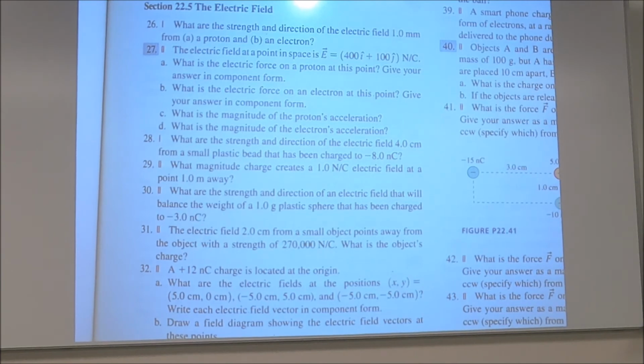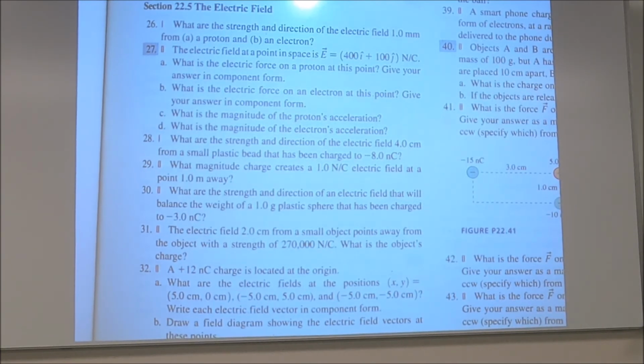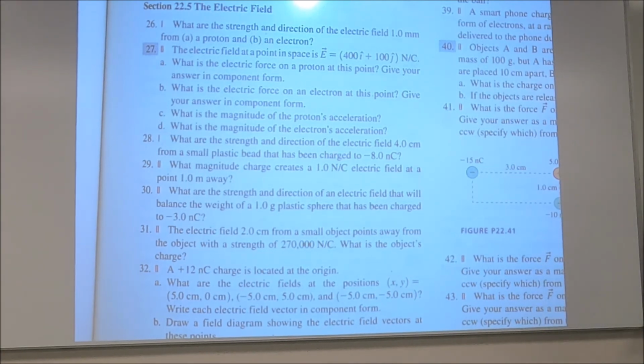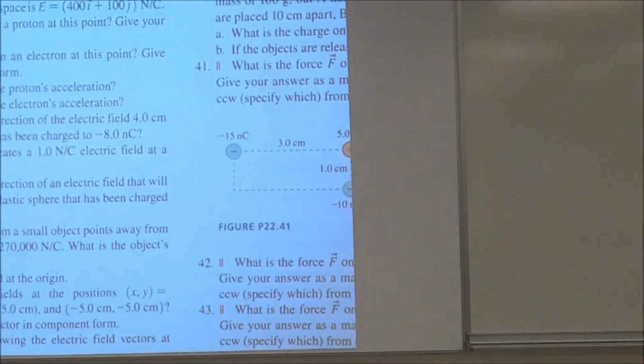Okay, so let's look at problem 30. It says, what is the strength and direction of the electric field that will balance the weight of a 1 gram plastic sphere that has a charge of -3 nanocoulombs? Let's start by drawing a pretty picture, because we always need a pretty picture.